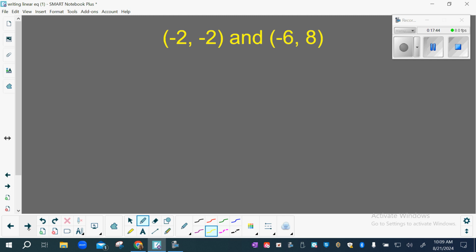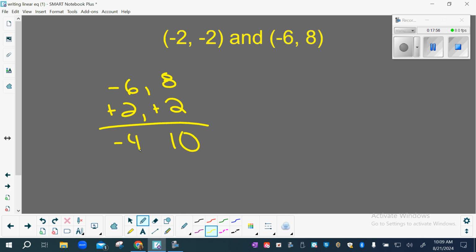Right. Here's what I'm going to do. -6, 8, -2, -2. Change. Right away. Second guy. Change. So on here I'm going to get 10, -4. Boom. That's the only thing that's tricky to remember. It goes on the bottom. It's always a fraction. So I'm going to make that 5 over -2 because I like smaller numbers, right?